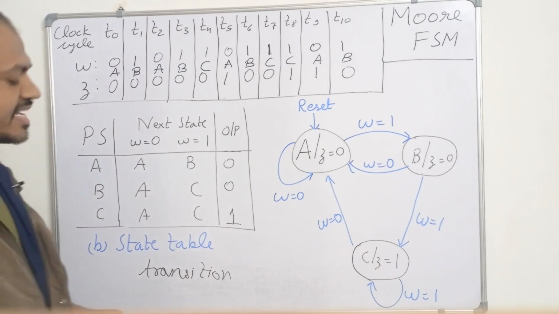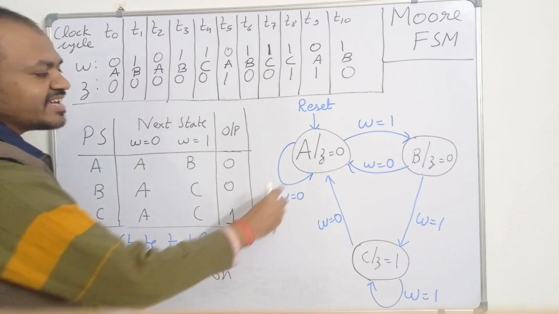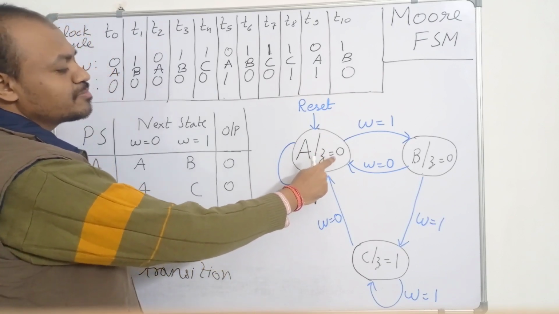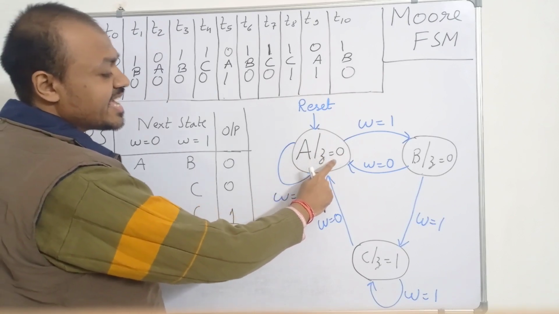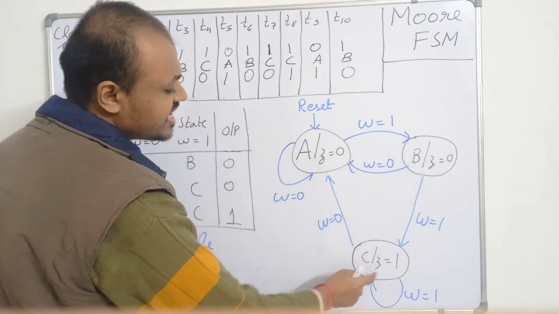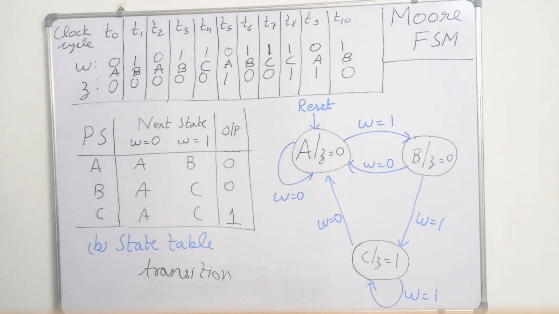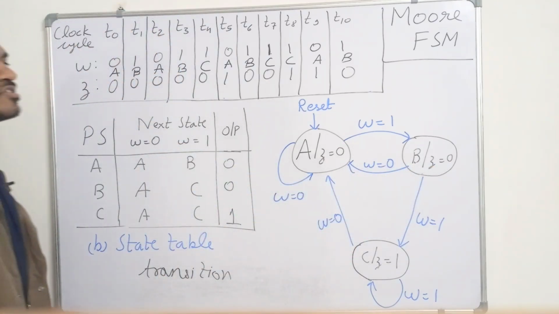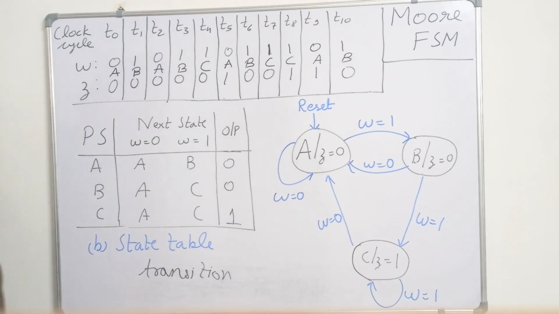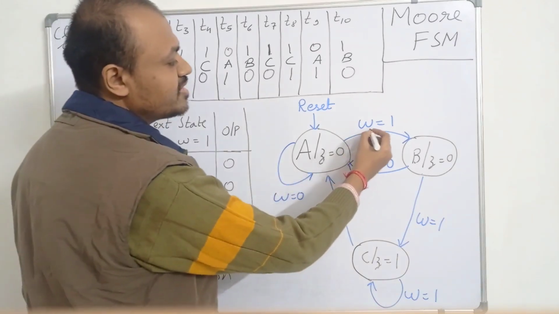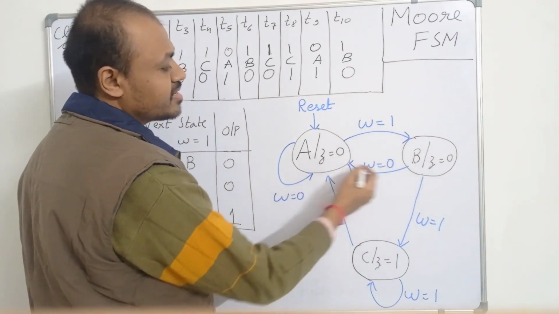Now we will draw the state transition diagram. We are taking three states, so three circles. A oblique Z equal to 0. Z is output. So in state A, output Z equal to 0. In state B, output Z equal to 0. In state C, output Z equal to 1. When the reset button is pressed, system will be in state A. Input is 0, system will remain in state A. Input is 1, system will go to state B.